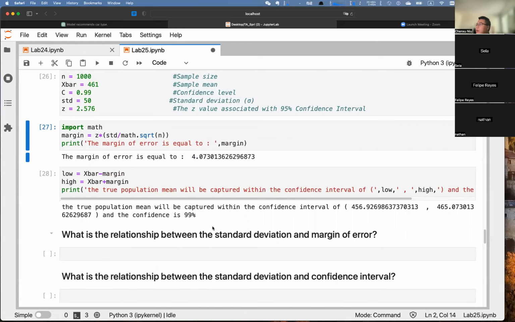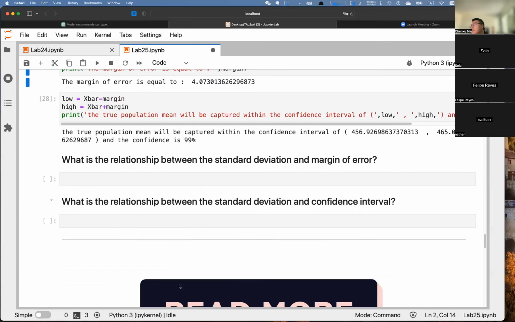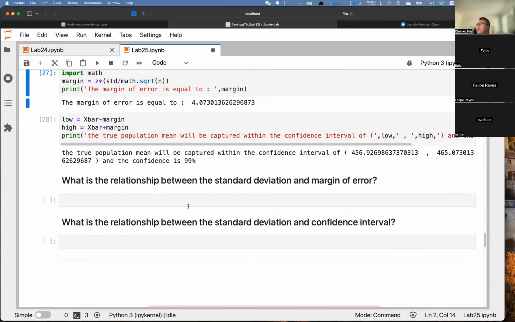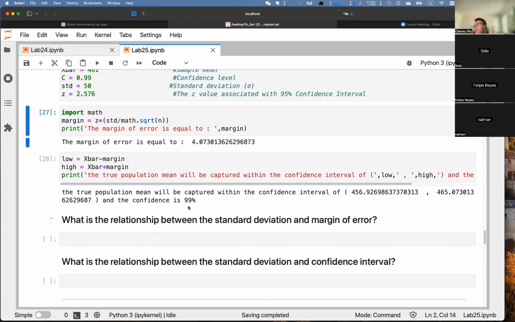Then you can answer this question: what is the relationship between the standard deviation and the margin of error? And you can answer: what is the relationship between the standard deviation and the confidence interval? Please answer them by yourself. It's also your exercise. Any questions so far? Or do you have any errors when you run the cells?